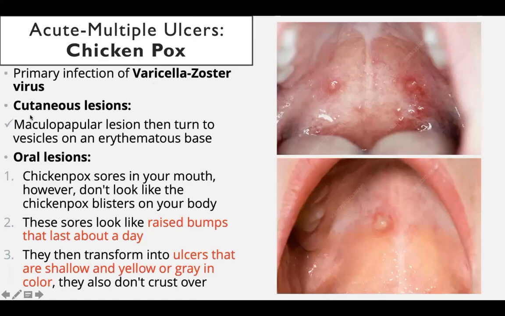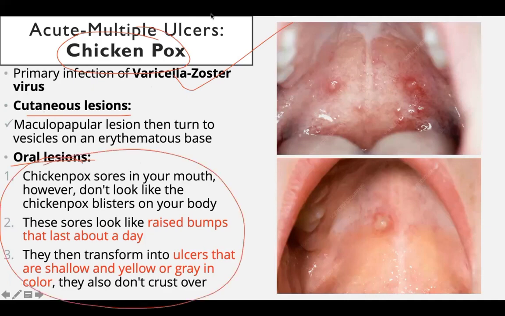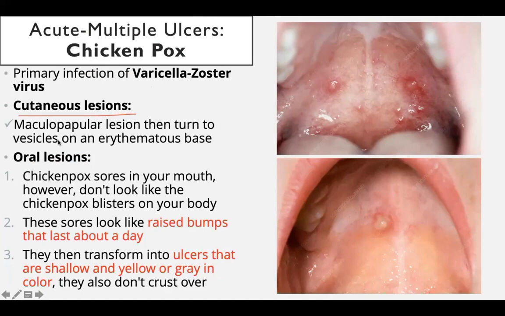Okay. So we have two types of lesions, cutaneous lesions and oral lesions, caused by chickenpox in children, right? But the focus here is on oral lesions because we are studying stomatology. Let's see the cutaneous lesions. Maculopapular lesions, same as HFMD, then turn to vesicles on an erythematous base, on a red base. In the red area, we have a maculopapular lesion, which turns into vesicles containing some fluid, the vesicle, yeah? Okay.